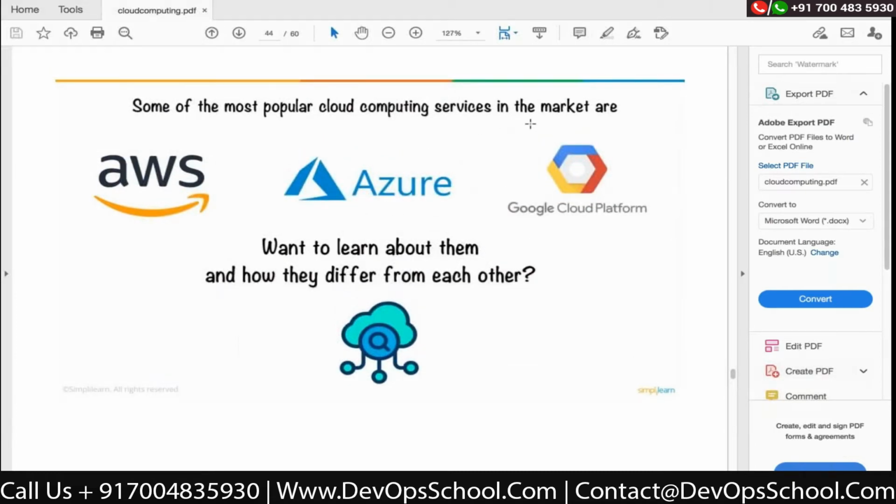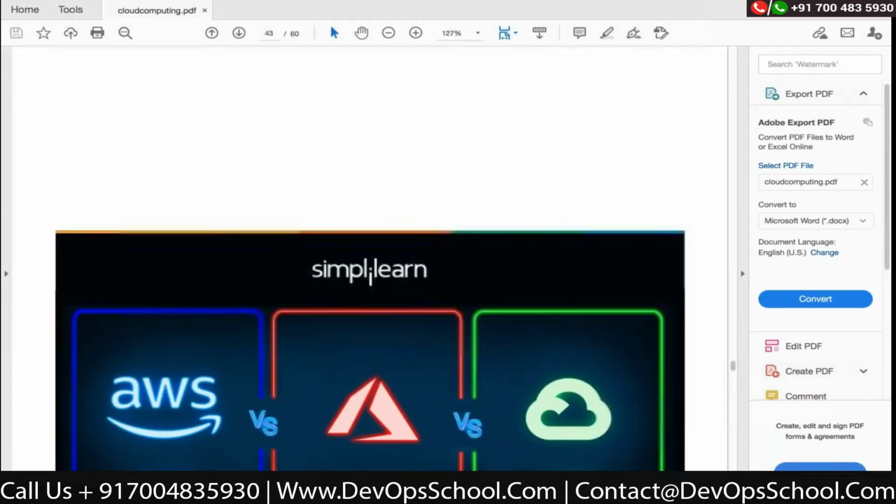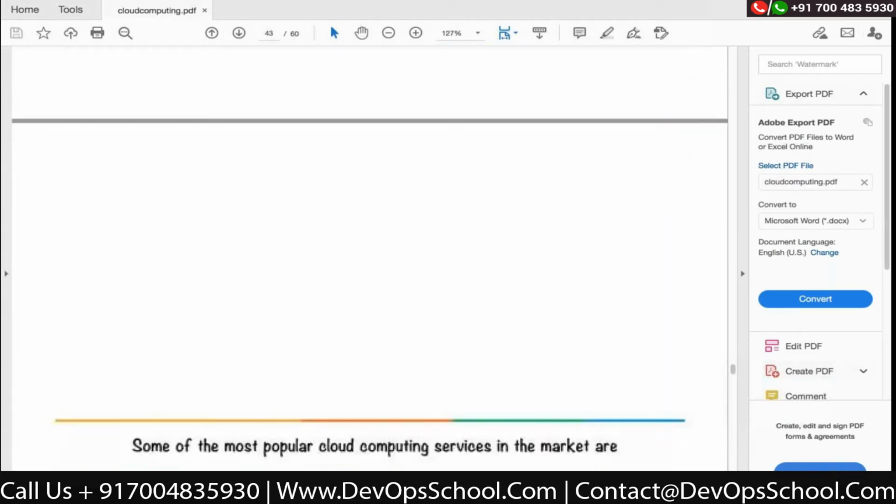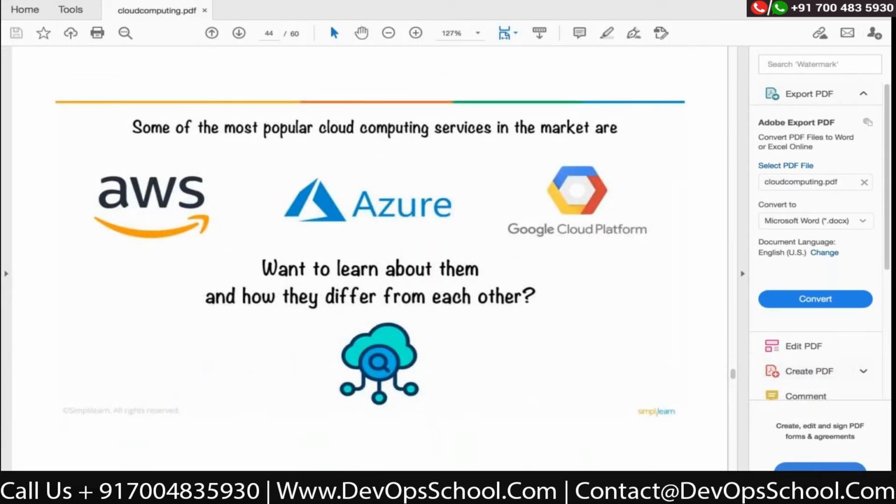Some of the most popular cloud computing services in the market are AWS, Azure, and Google Cloud Platform. If you want to learn how they differ, that's not our objective, but it's there in the slides, and I'll share the slides with you. If you want to go for it, you can compare them all together. These are the three vendors, and they provide much more, all similar kinds of services.